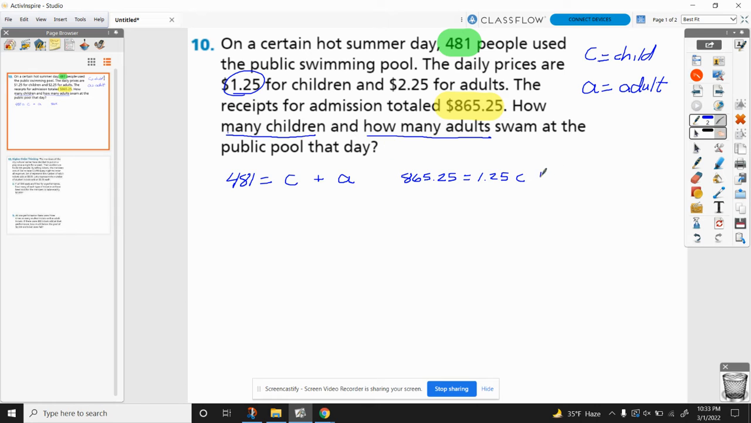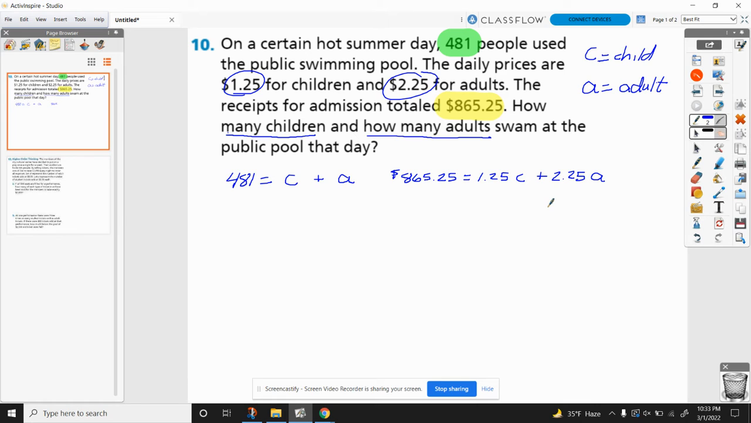Then we're going to add to that the amount of money we gained for the adults. The adults paid $2.25, also times A. So remember, our total number of people is the amount of children and the amount of adults added together. And our total price, or total revenue here, is $865.25. That equals the amount gained from admission of children and the amount gained from the admission of adults. So right now, I have my two equations.